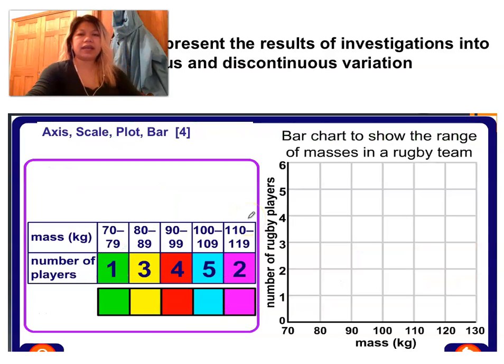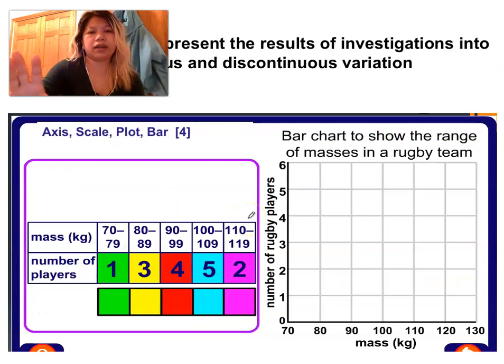Okay, so let's look at the other type of variation. We already saw how we would plot a discontinuous variation on a graph. Let's look at continuous variation now. This time we're looking at the mass, so again, something that's measurable, something with definitely intermediate groups, and then the number of rugby players within each of those mass ranges.